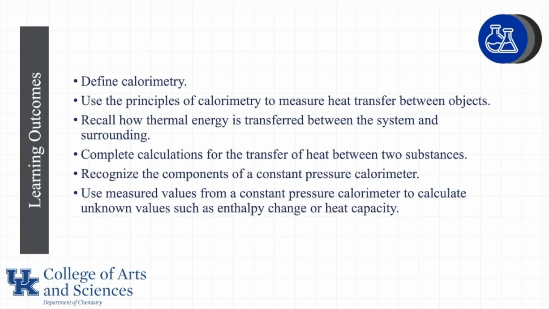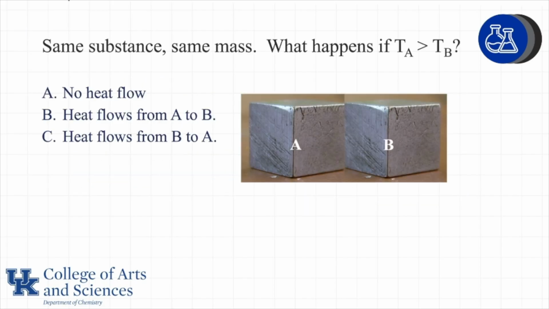In this lesson, we're going to talk about calorimetry and how we use it to calculate heat transfer between objects. Let's look at an example here. We have the same substance, the same mass. What happens to these two objects if the temperature of A is greater than the temperature of B?